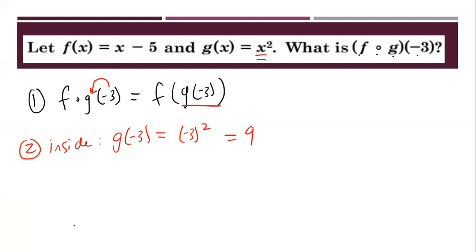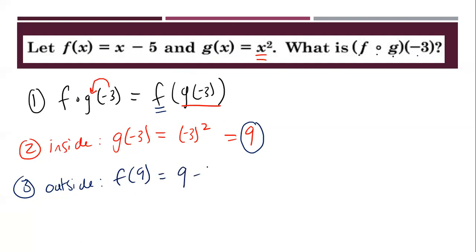Okay, then step 3 is to take the output from here and plug it into our outside function. Our output is 9, but our outside is f, right? So we're going to take f of 9, which equals 9 minus 5. And what is 9 minus 5? 4.